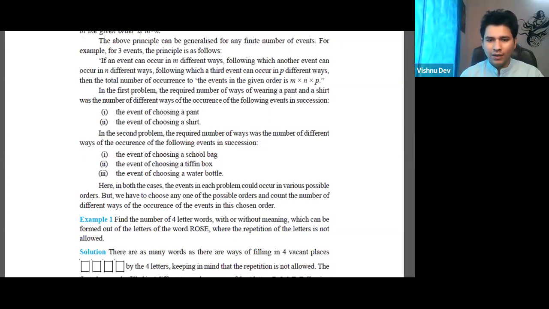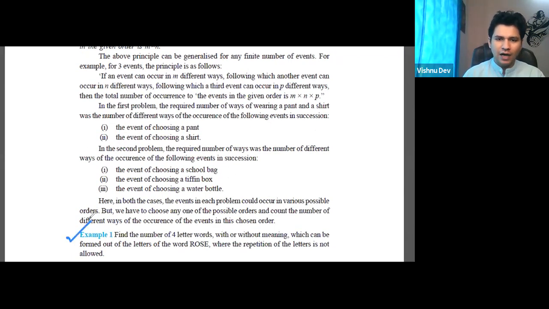So let us see one easy problem. This is example number 1. Can you solve example number 1?